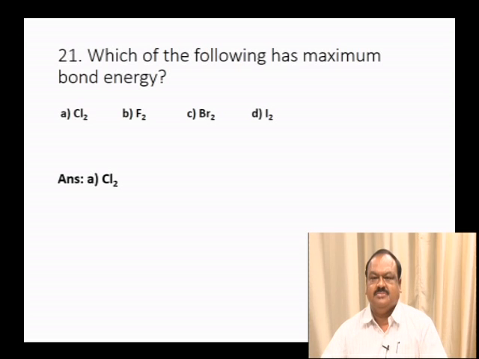But due to the presence of interelectronic repulsion and smaller size, chlorine has higher bond energy than fluorine. As already we have discussed this in the synopsis.